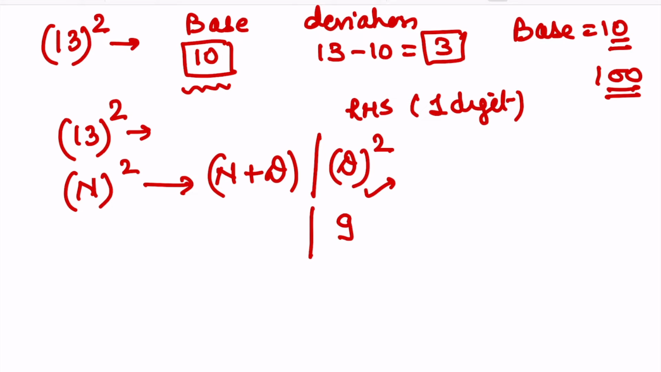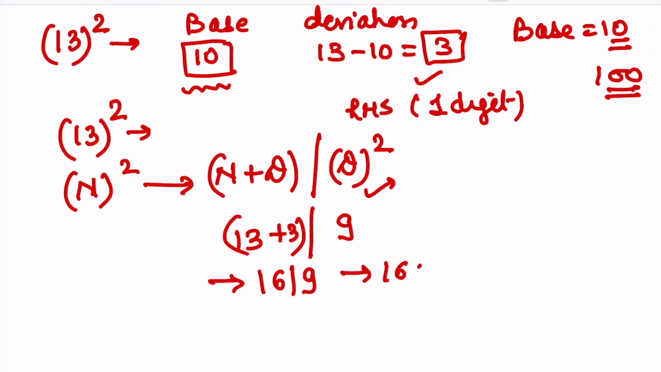Now the number was 13 and the deviation as I calculated was 3. So 13 plus 3 equal to 16 and 9. So the square of 13 will become 169.